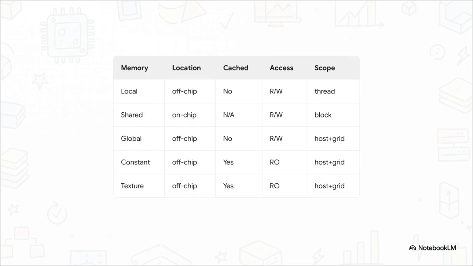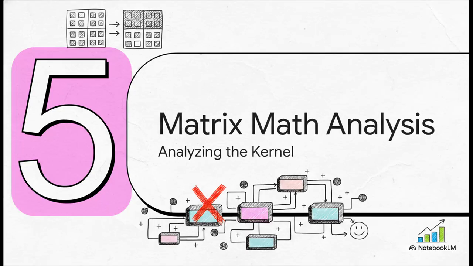When you break down these different memory types side by side, shared memory instantly stands out as our absolute hero. Why? Because unlike that sluggish off-chip global memory, shared memory is on-chip. Plus, it's accessible to all the threads within a single block. It is quite literally the perfect, high-speed bypass to get us around that congested global memory highway. All right, moving on to Section 5.